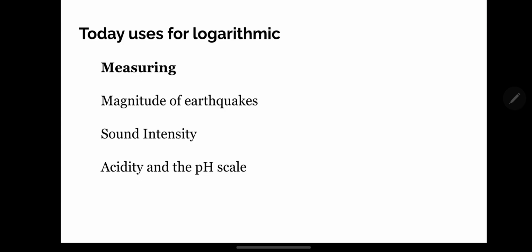Okay, so what do we use this for? Why are they showing this to us in schools? Well, it's still useful today. Some ways that we use it are to measure the magnitude of an earthquake, also sound intensity, and then acidity and the pH scale. So these are ways that log is still used today.